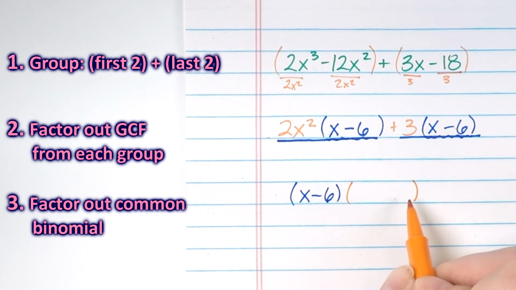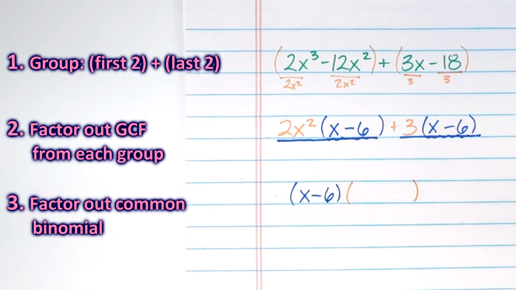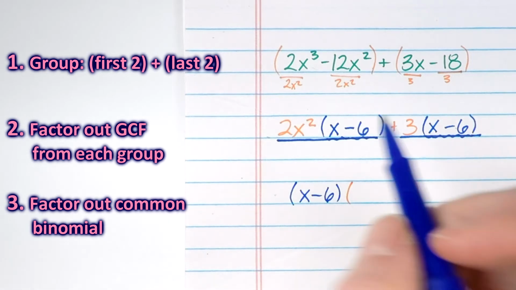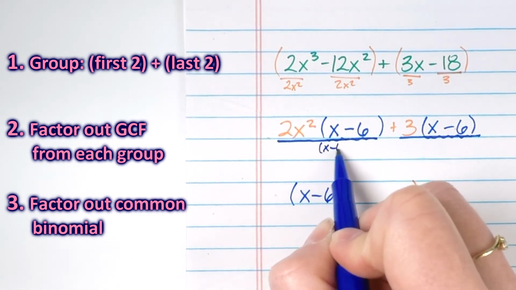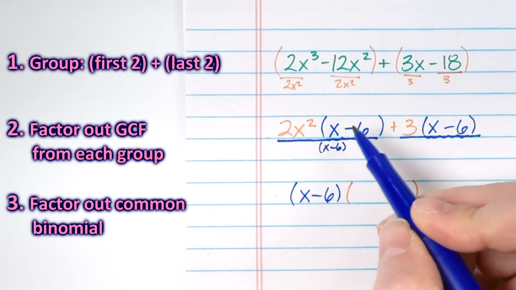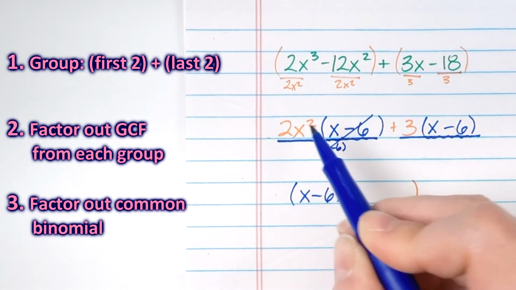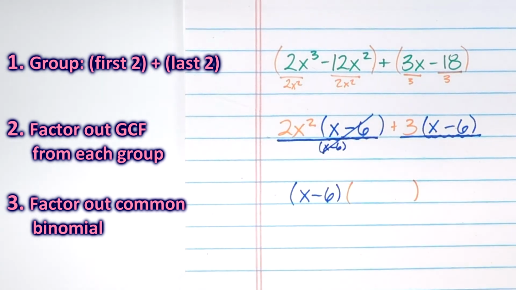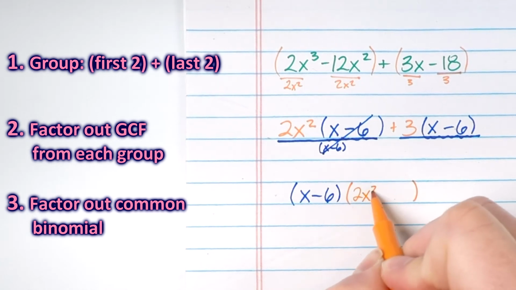And then to figure out what's left over, we're going to divide just like we did here. So if I divide out this x minus 6 from this first group, which I'm just going to write here, you don't have to, but this will help you see, these would cancel out, and what's left over is going to be this 2x squared. So that's my first term in the parentheses.